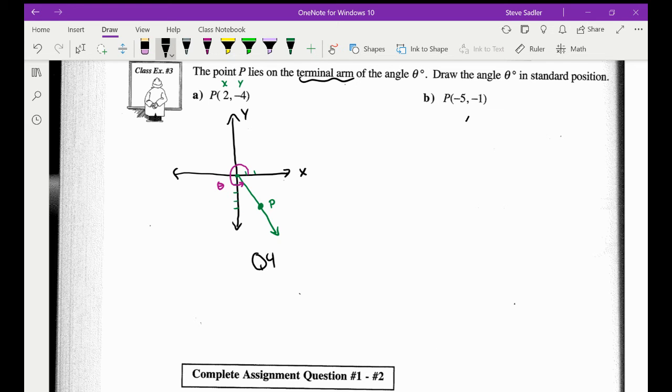The next one, the point's a little bit different. It's (-5, -1). So we have our xy. Again, our points are in x and then y. So if I wanted to plot that point, I'd go to -5: 1, 2, 3, 4, 5, and -1 in the y. Plot my point. And there's my terminal arm. And then always the angle in standard position starts on the positive x and moves counterclockwise. So that's my angle right there.